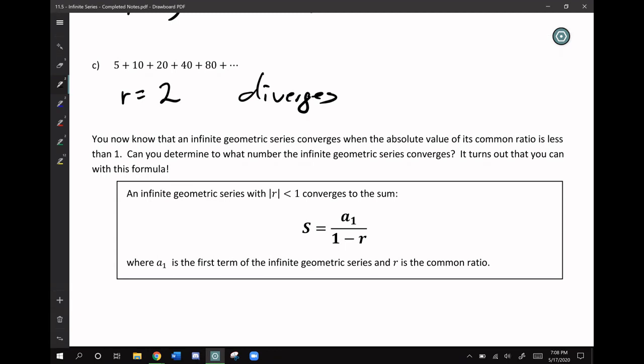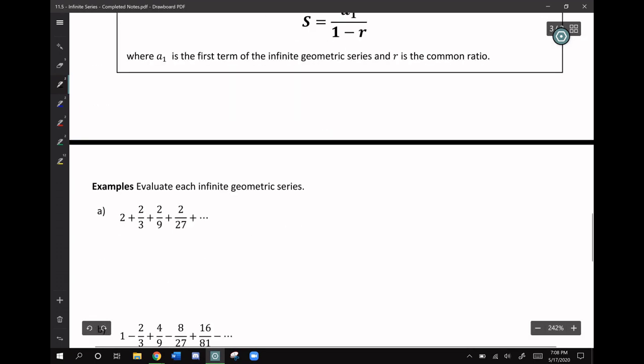So an infinite geometric series with the absolute value of r less than 1 converges to the sum s equals the first term, a sub 1, divided by 1 minus r, the common ratio. And this is yet another formula that you have to memorize. Okay, let's go and use it real quick, and then we'll be done. And you guys can go do the IXLs or something like that, I don't know.